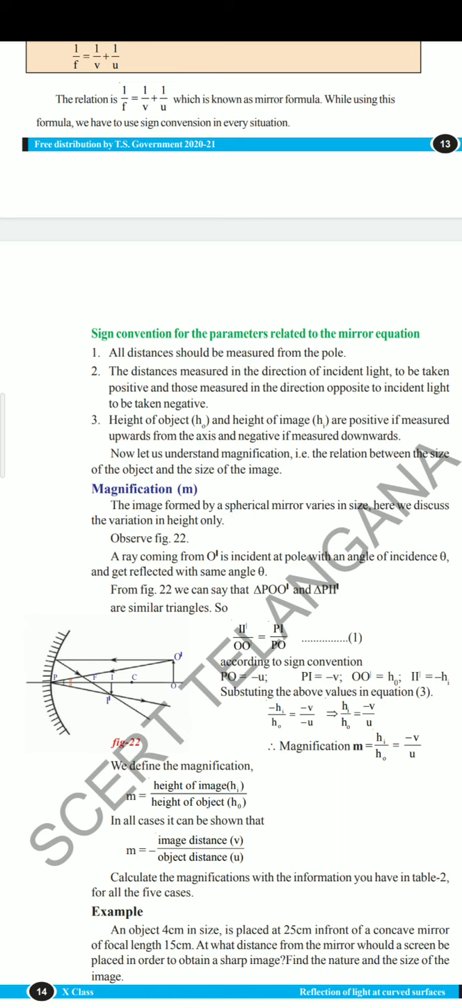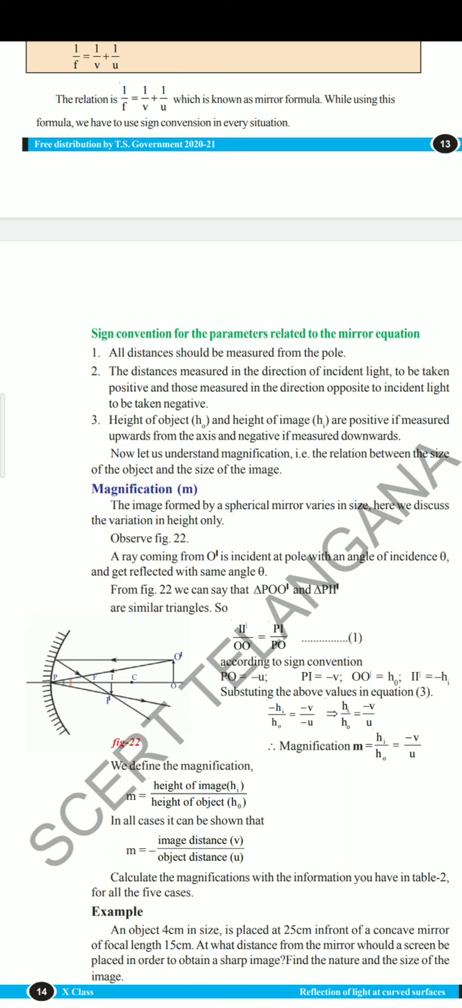Height of the object h0 and height of the image hi are positive if measured upwards from the axis and negative if measured downwards. Now let us understand magnification, that is, the relation between the size of the object and the size of the image. The image formed by a spherical mirror varies in size. Here we discuss the variation in height only.